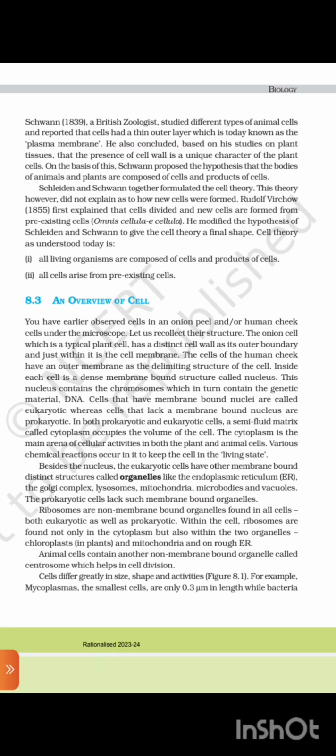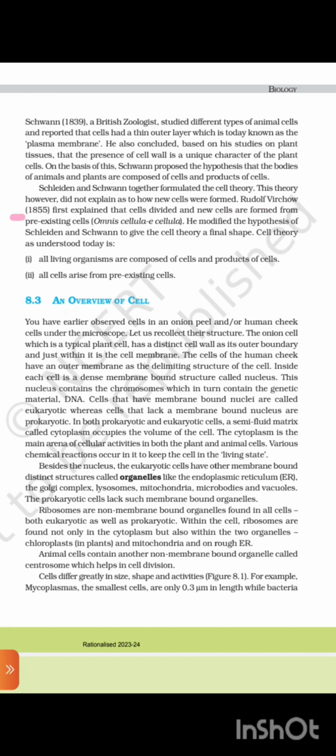He also concluded, based on his studies of plant tissue, that the presence of a cell wall is a unique character of the plant cell. On the basis of this, Schwann proposed the hypothesis that the bodies of animals and plants are composed of cells and products of cells. Schleiden and Schwann together formulated the cell theory. The theory, however, did not explain how new cells were formed.